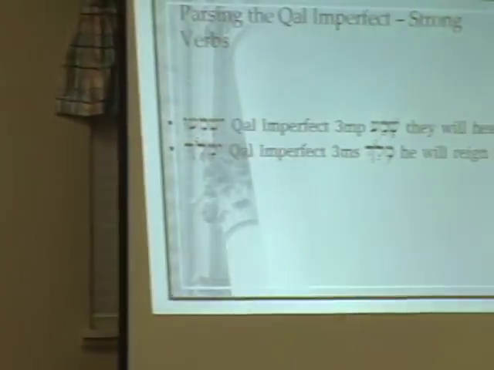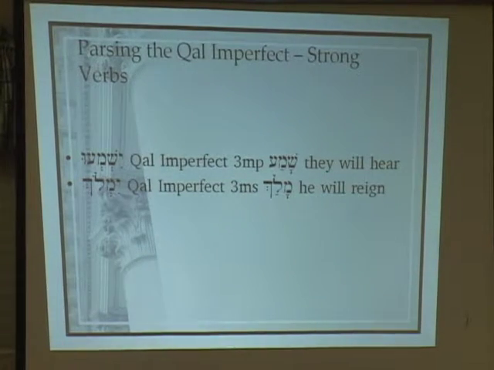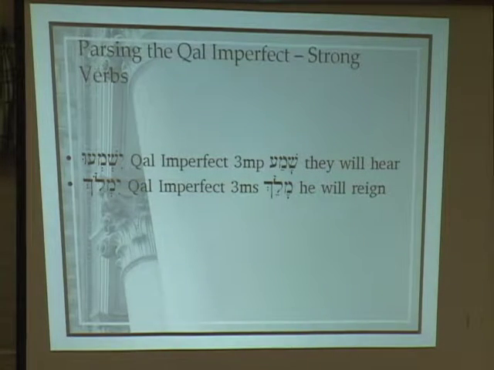Yimloch. So Kal imperfect, third masculine singular from malach, he will reign. You see, not he will be a king, but he will reign. You see the difference in meaning now? Melech is a king, right? Malach, to rule, and he will reign is slightly different in meaning than just the king. So if you look at this word, automatically your subconscious would say, oh, it's probably a king, but it's actually a verbal form. So it's a verb.